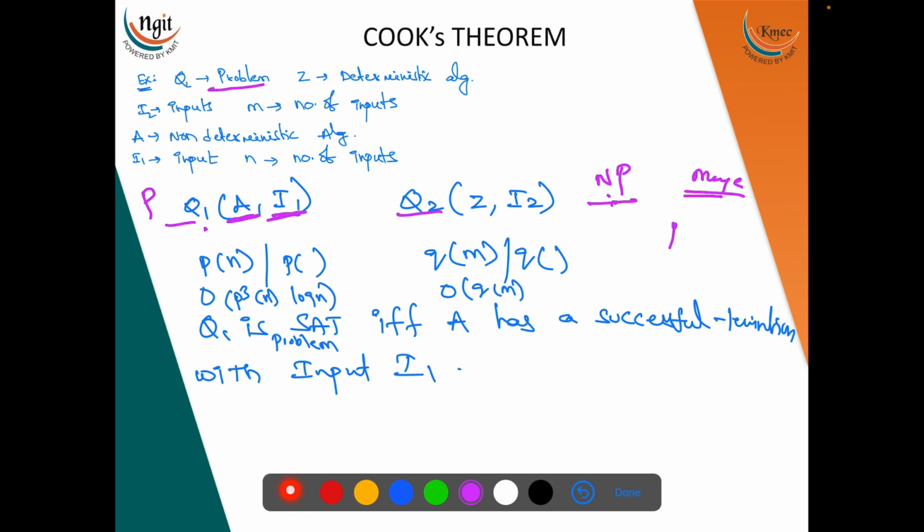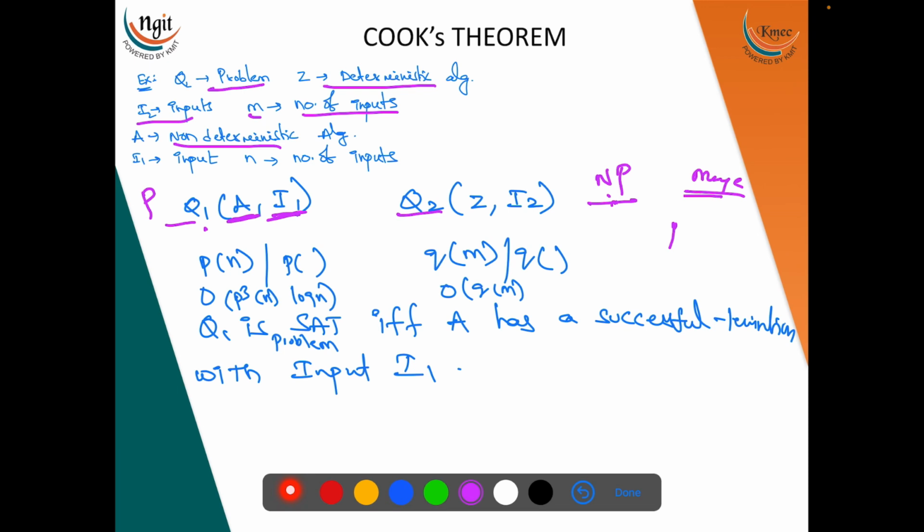Now, Z is a deterministic algorithm. I2 is the input, M is the number of inputs, and A is a non-deterministic algorithm. That is the algorithm I am writing. Now I1 is the input, N is the number of inputs. Keep this in mind.